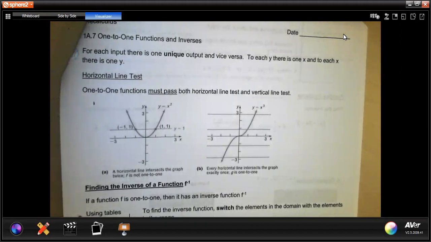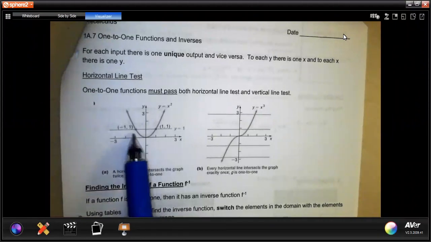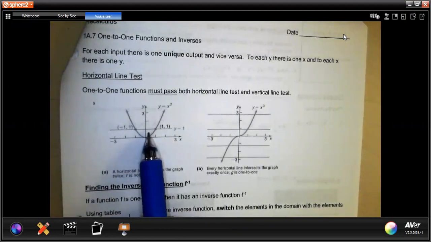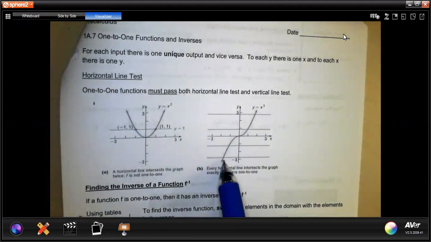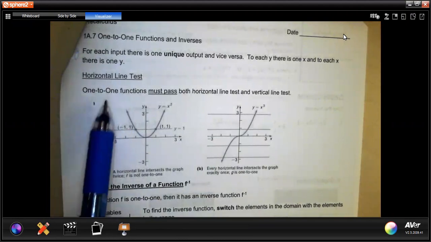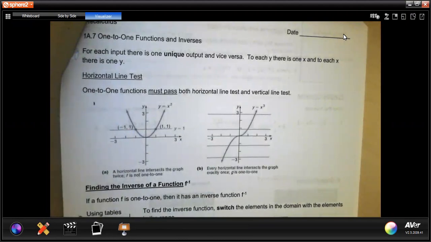The horizontal line test works similarly. You can drop a horizontal line on the graph, and if it touches in more than one place, the inverse will not be a function. So in this case right here, it touches in two places, so its inverse would not be a function. If I drop a horizontal line on this graph, each time it only touches in one place, so its inverse would be a function. Now, in order for it to be one-to-one, it must pass both the horizontal line test and the vertical line test.